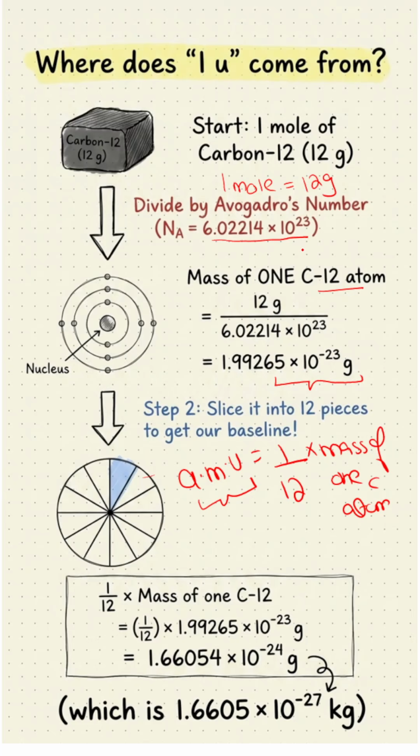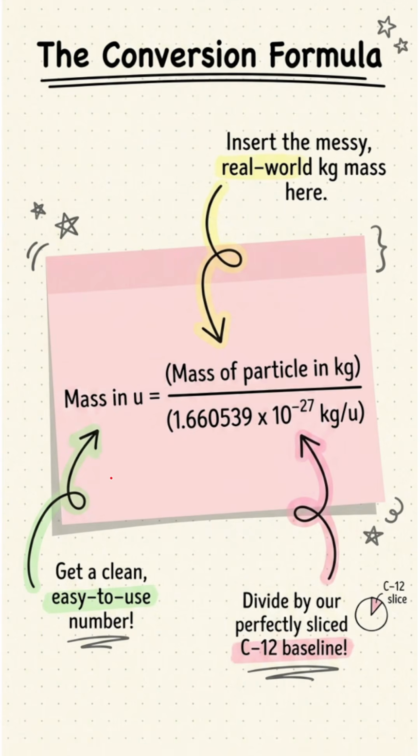Now we are interested in calculating the value of 1/12 of the mass of the carbon atom. So you divide the mass of one carbon-12 atom by 12, and you will get the answer of 1.600754 × 10^-24 gram. Now you need to convert this into kilogram by dividing it by 1000. When you divide it by 1000, you will get the answer of 1.60005 × 10^-27 kg.